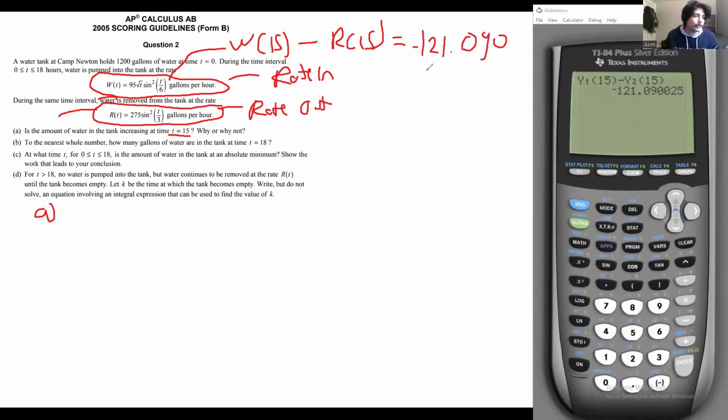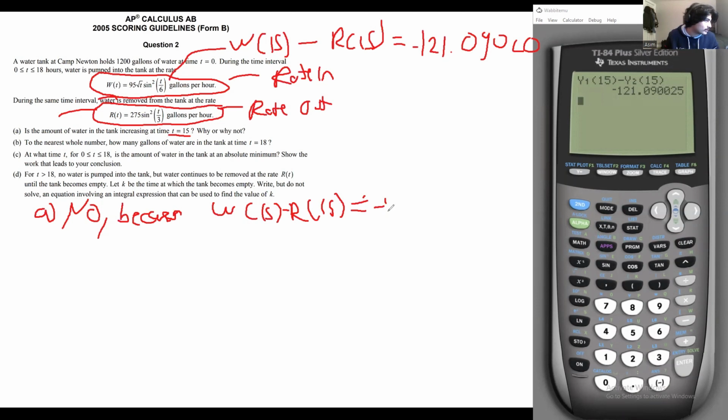121.090. Therefore, since this is less than 0, guys, it means that the amount of water is decreasing. Or no, you can't just say that. Because the question is, is the amount of water increasing? No, it's not. Because you can simply say W of 15 minus R of 15 is equal to negative 121.09, which is less than 0. So you can just say this and then skip to the next question.